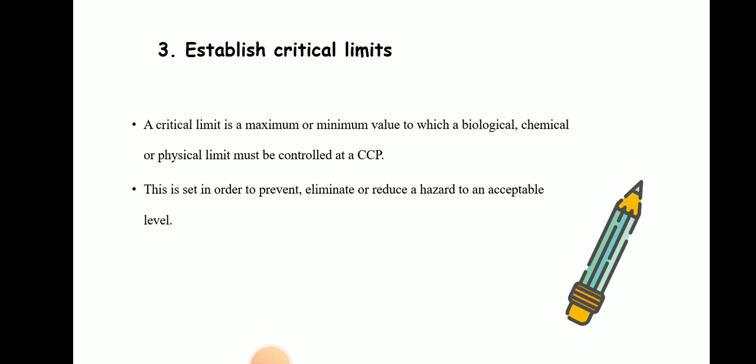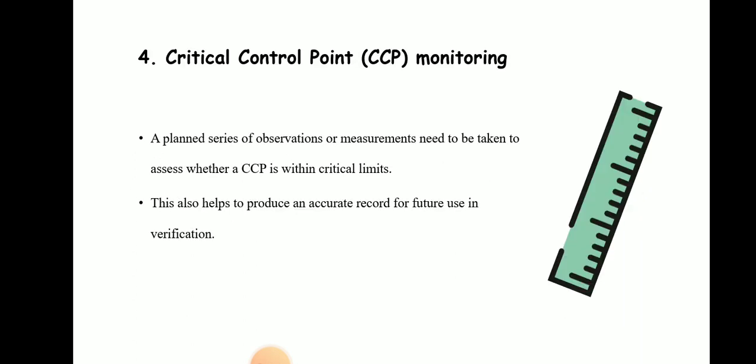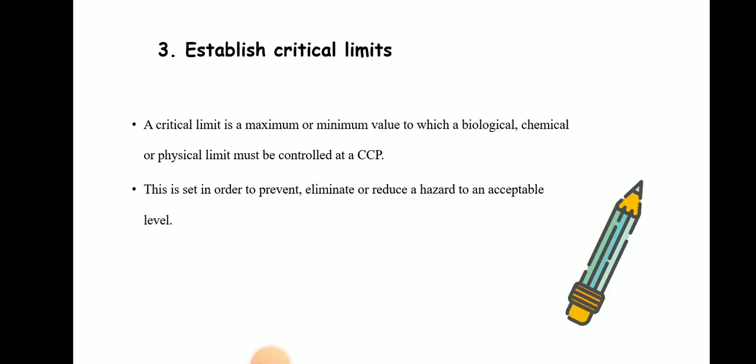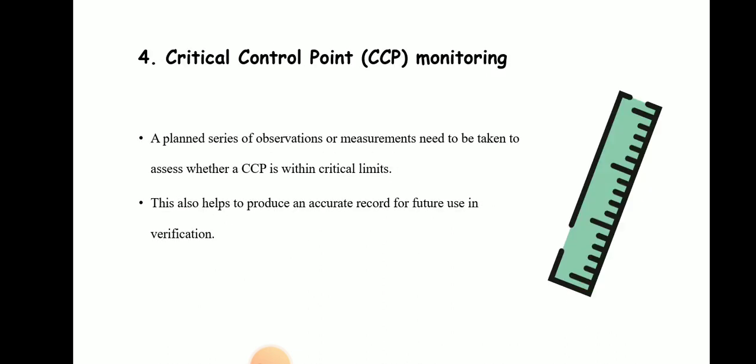The next principle is critical control point monitoring. Once the critical limits are applied, we need to monitor the CCP. A planned series of observations or measurements needs to be taken to assess whether a CCP is within the critical limits. This also helps to produce an accurate record for future use regarding the verification.